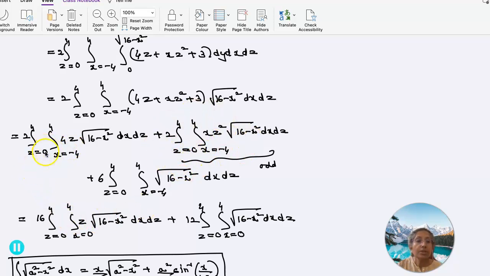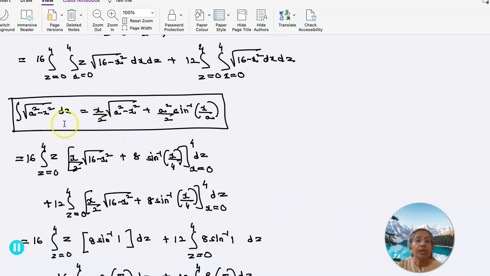So when you take out the constants, you get 2 into 4, 8, 8 into 2, 16, integral z equal to 0 to 4, x equal to 0 to 4, of z root 16 minus x squared dx dz, plus, when you integrate this, you get 2 into 6, that is 12, integral z equal to 0 to 4, x equal to 0 to 4, of root 16 minus x squared dx dz. Note that the xz squared integral becomes 0.